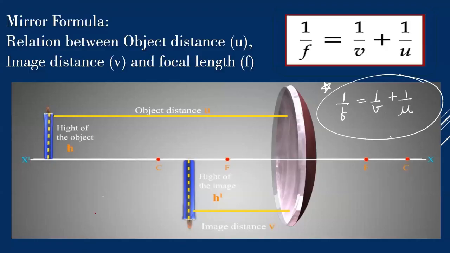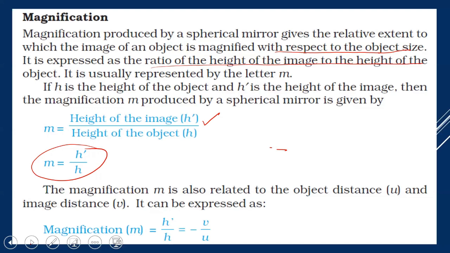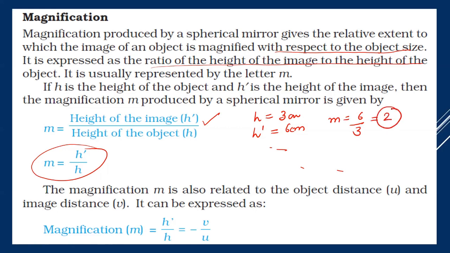For example, if my object height h was 3 centimeters, and the height of the image which I got was 6 centimeters, what will be my magnification? Magnification will be 6 upon 3, which is equal to 2. So magnification will be 2 times. That means we can conclude that the image formed is double the size of the object. So conclusions can be drawn based on magnification.